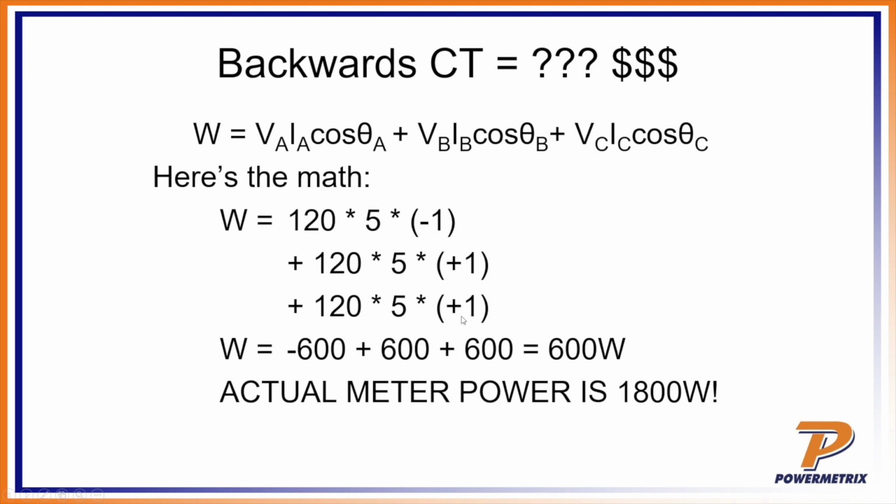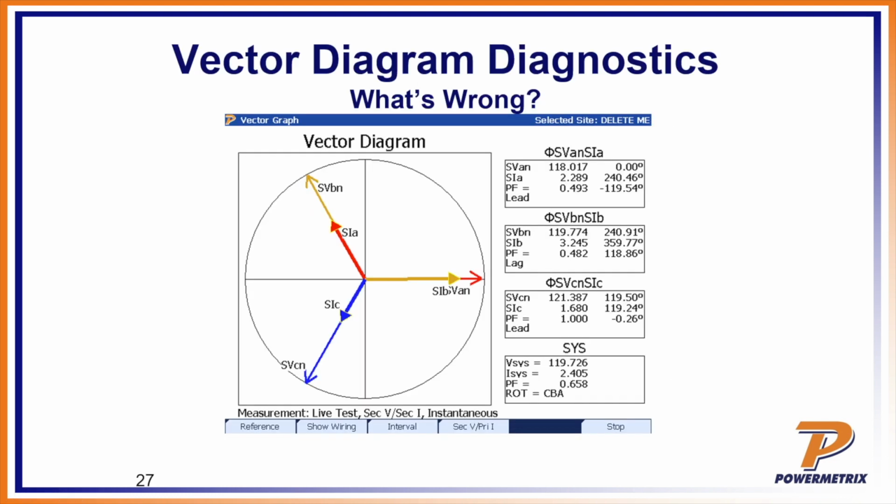That leaves me only one positive. -600 plus 600 comes out to 0, plus 600 is only 600 watts that's getting metered. But the actual meter power is 1,800 watts. So I'm missing 1,200 watts. So that's what a backwards CT could cost me.